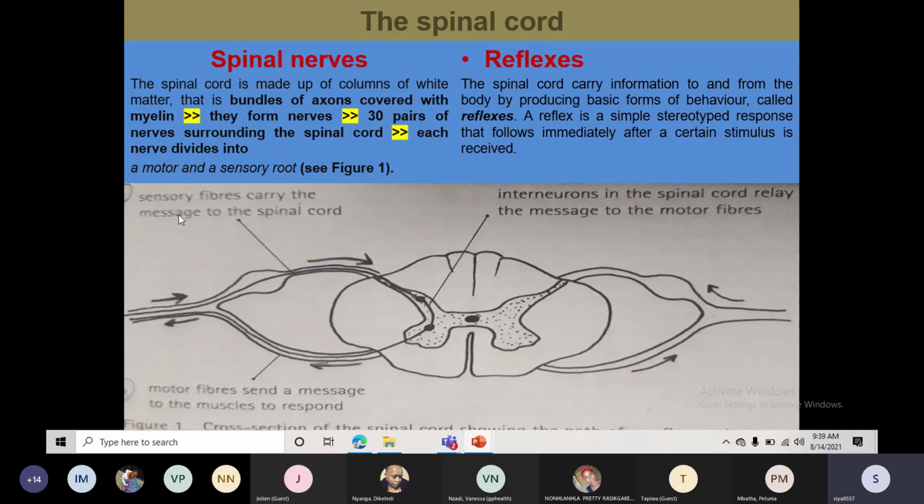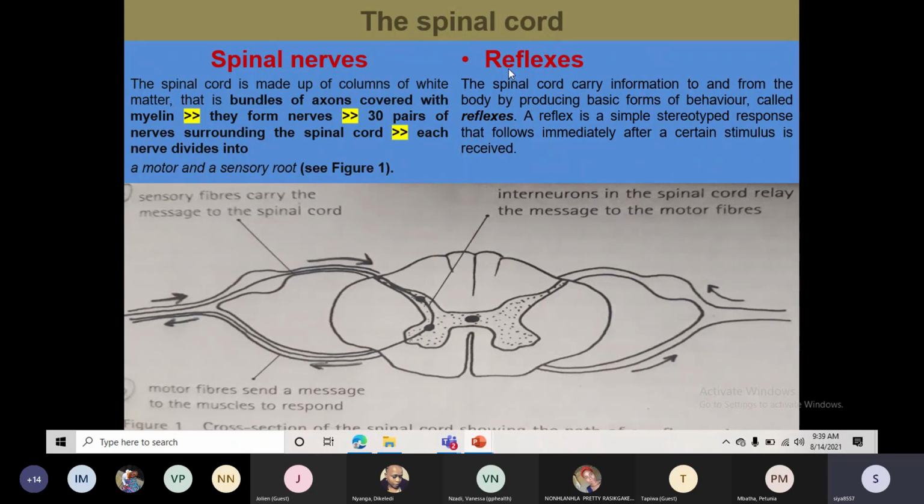Sensory receives the information. We receive that information through sensory. So it's an intake. Intake is sensory. Motor, that's where you behave. And it went to the spinal cord. It allowed the muscles to respond.